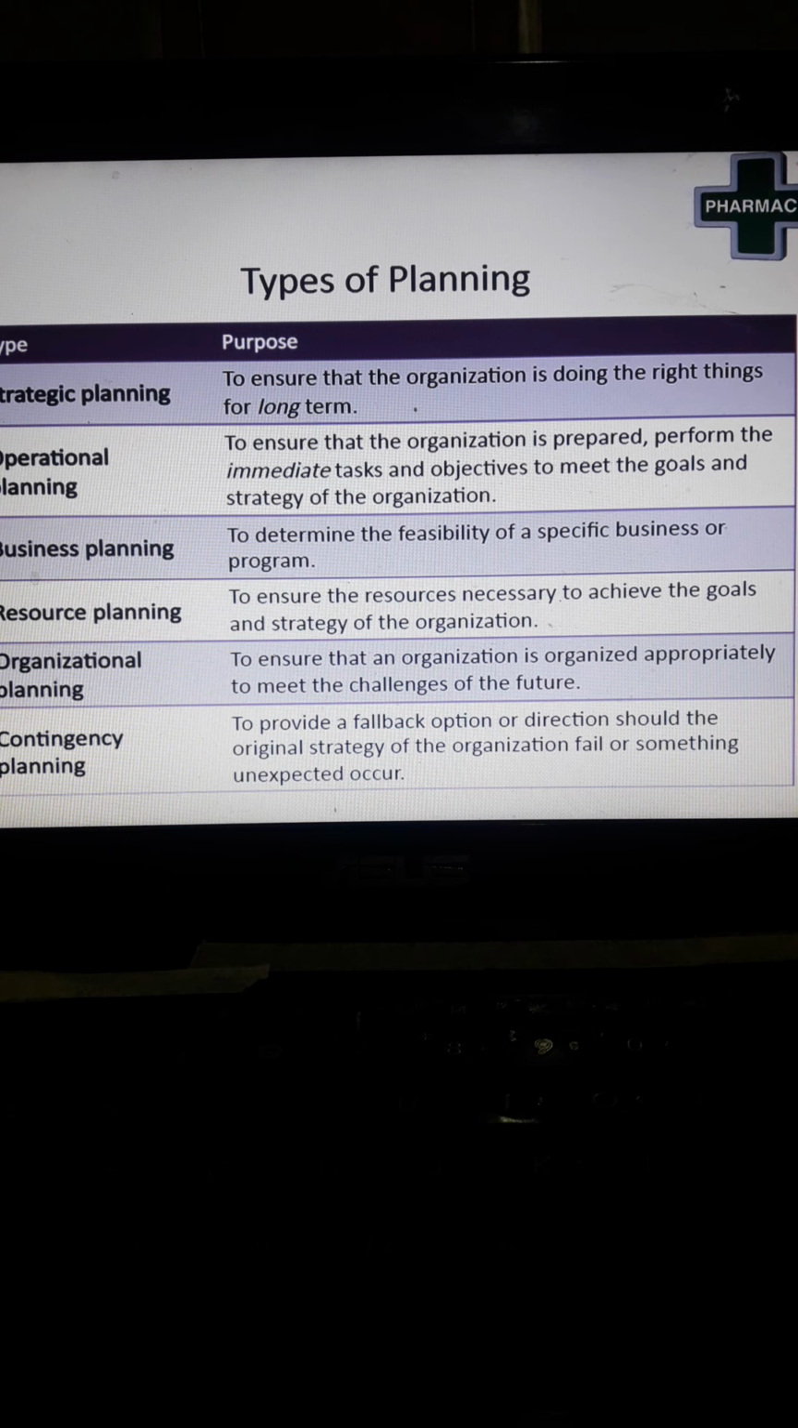Business planning determines the feasibility of the specific business and program. That's why in business planning, there are feasibility studies. Feasibility studies involve the physical environment, the location of the business, the people around, the market. That is business planning. So, anong klaseng business? Kung drugstore siya, you have to do the feasibility studies. Tingnan mo yung area. Yung area ba accessible sa mga tao? Yung area mo ba ng negosyong butika, accessible sa tao? Malapit sa hospital? Malapit sa mga markets? That is part of business planning.